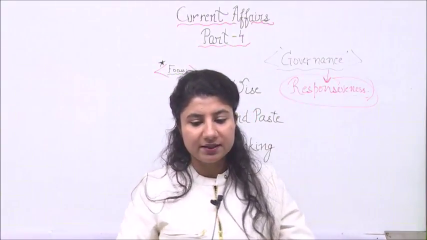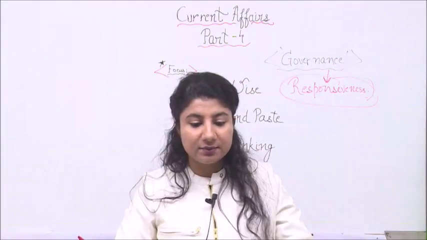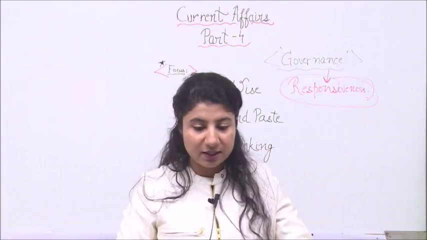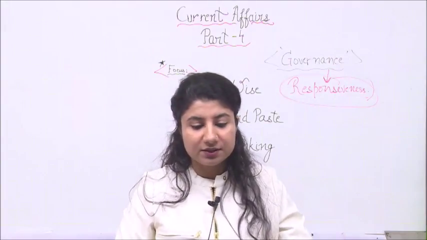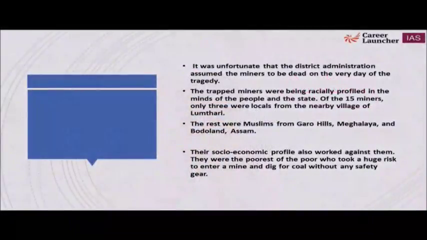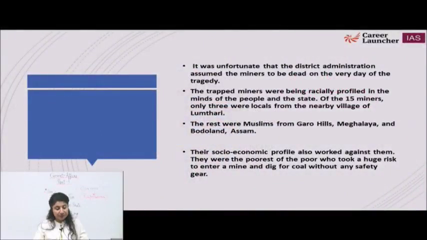So the trapped miners were being racially profiled in the minds of the people and the state as well. Of the complete 15 miners, only 3 were locals from the nearby village of Lumthari. The rest were Muslims from Garo Hills, Meghalaya and Bodoland, Assam. So again there is social profiling. Who to protect, whom to protect?